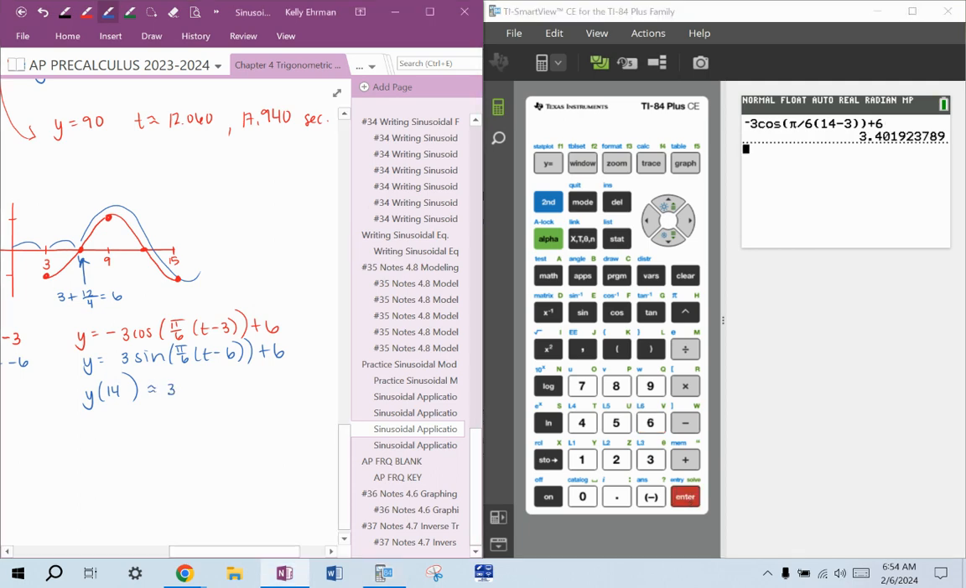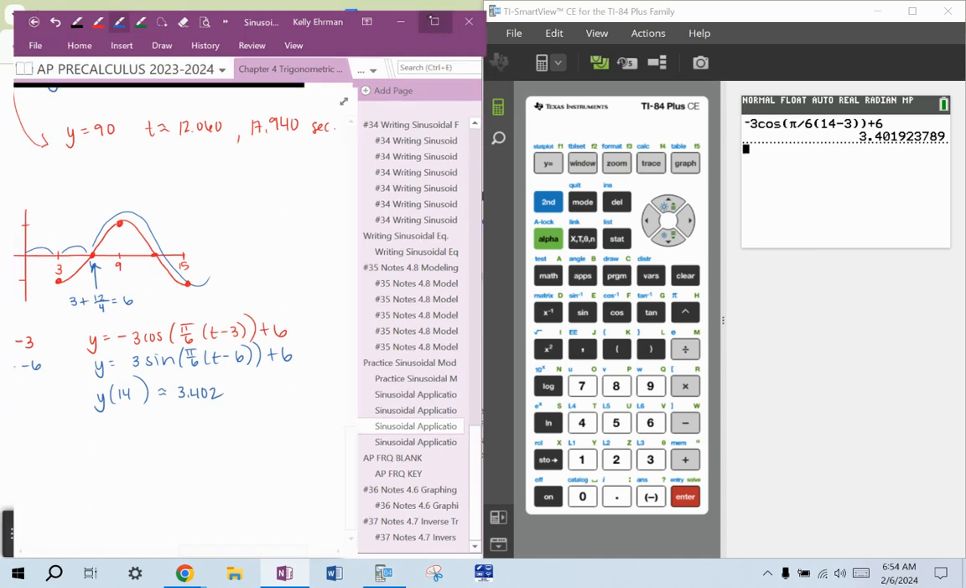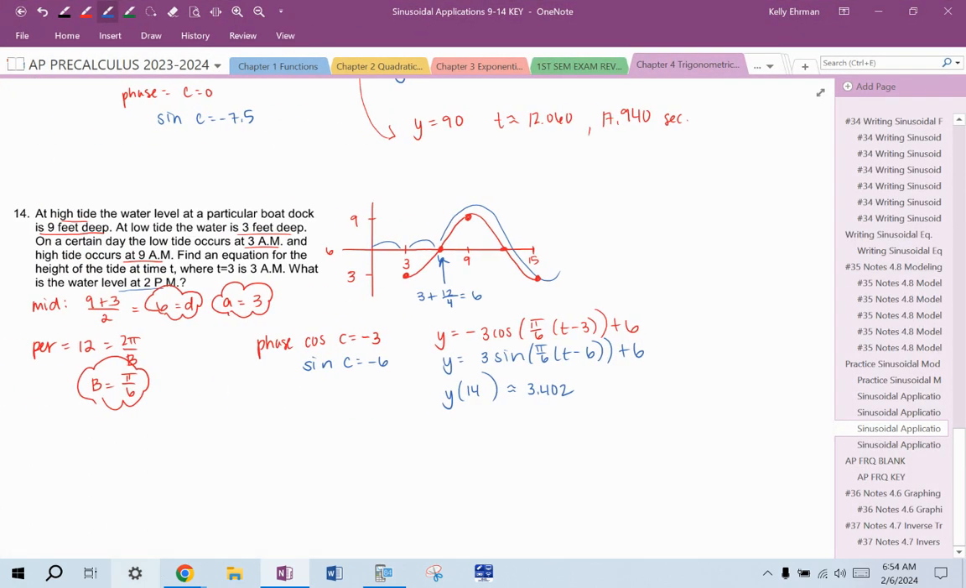3.402. We've got to label that. This is labeled in feet. So that's the level of the tide at 2 p.m.